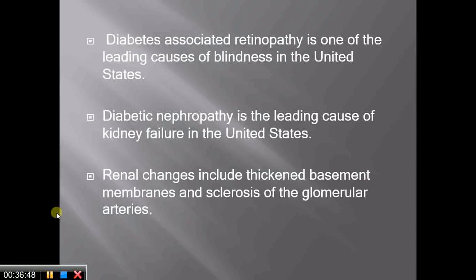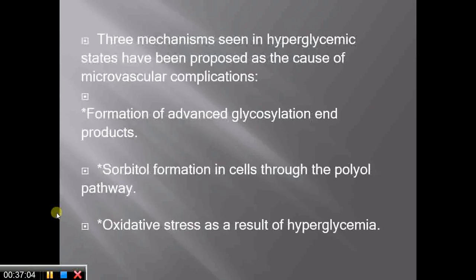Diabetes-associated retinopathy is one of the leading causes of blindness in the United States. Diabetic nephropathy is the leading cause of kidney failure in the United States. Renal changes include thickened basement membranes and sclerosis of the glomerular arteries. Although poorly understood, 3 mechanisms seen in hyperglycemic states have been proposed as the cause of microvascular complications. One, formation of advanced glycosylation end products. Two, sorbitol formation in cells through the polyol pathway. Three, oxidative stress as a result of hyperglycemia.